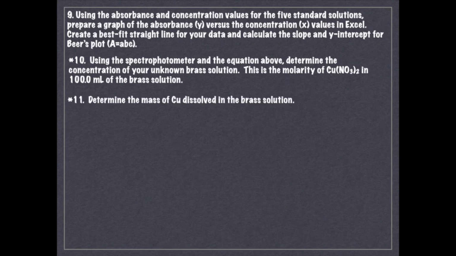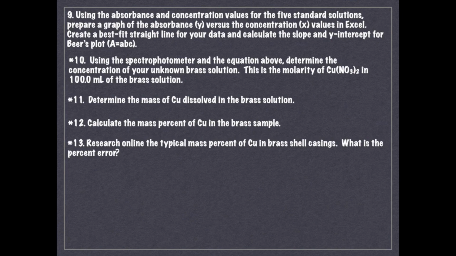From that information, from the concentration that you figure out using Beer's plot, you need to determine the mass of copper that dissolved in the solution. Then you need to calculate the mass percent of copper in the brass, which you can totally do. And then you're going to research online what a typical mass percent of copper looks like, right? How much copper is typically in brass shell casings. Once you find an accepted value, then you're going to find the percent error.